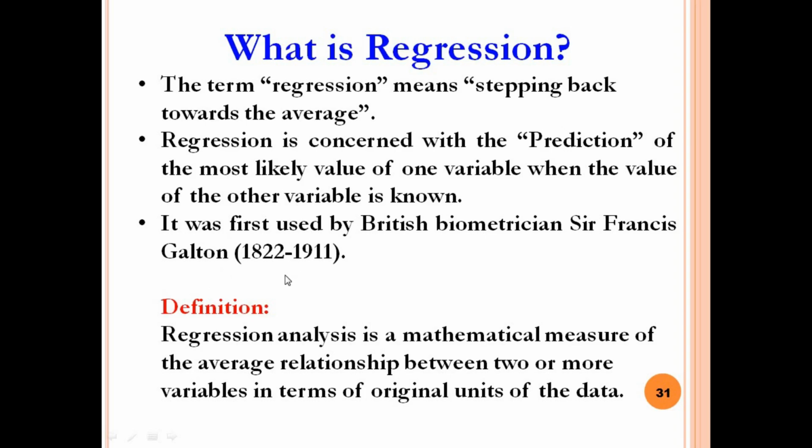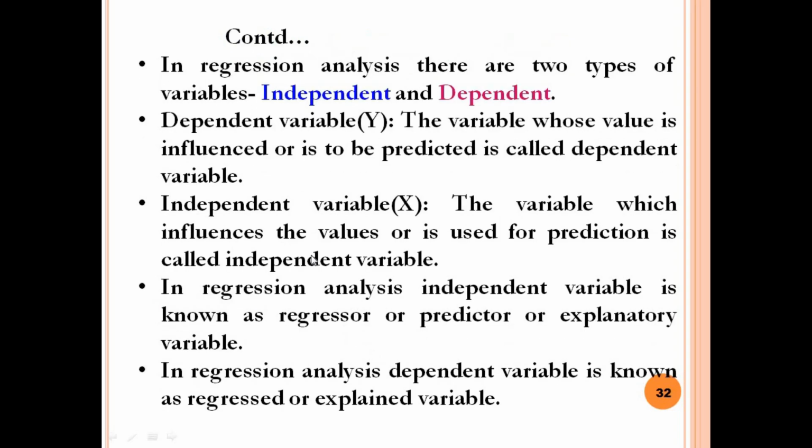And what is the definition of regression? Regression analysis is a mathematical measure of the average relationship between two or more variables in terms of the original units of the data. That means in correlation, there is a linear relationship between two variables, and here it is the average relationship between two or more variables. This is called regression. In regression analysis, there are two types of variables: independent and dependent variables.